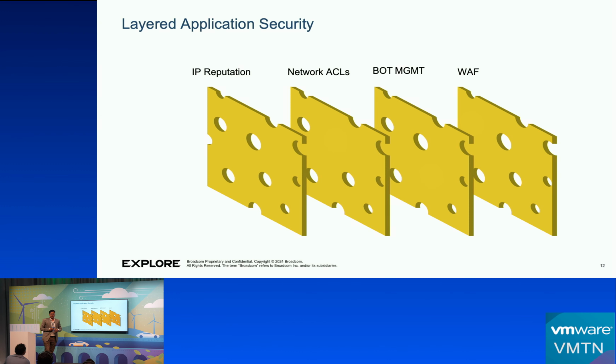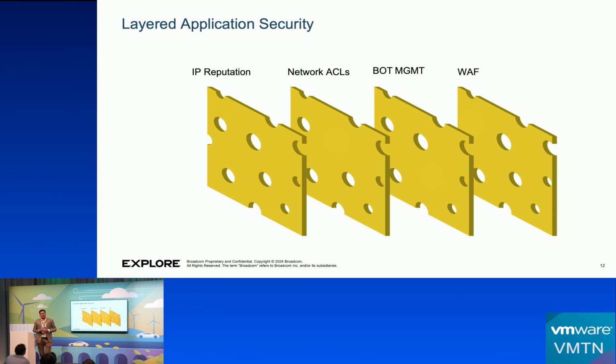But the attacker may be using a new botnet. We may not have that IP in our database. In those cases, it will hit the next layer, and we will have layer 3 ACLs that can prevent the traffic. And then if it is an advanced bot, it may be able to pass the network ACL based on the rules, and then it will hit the bot management.